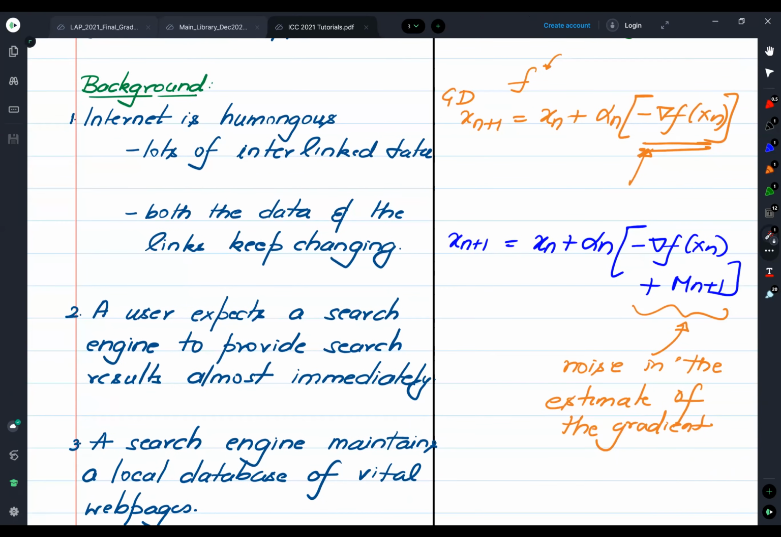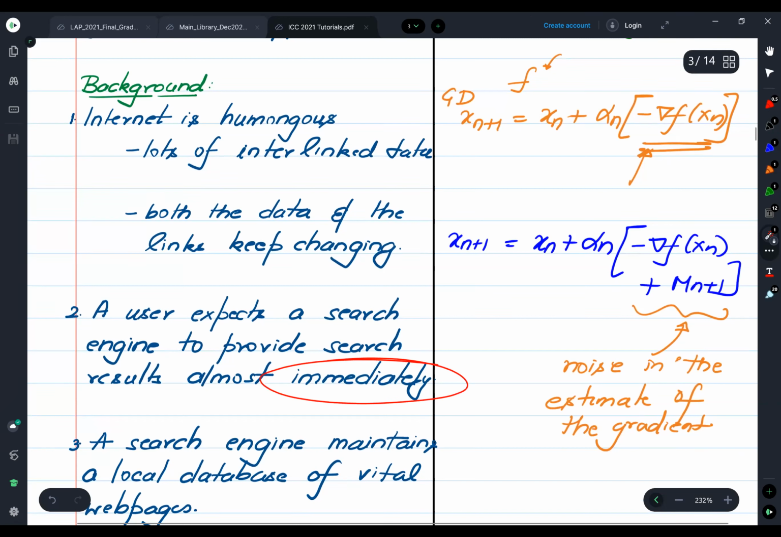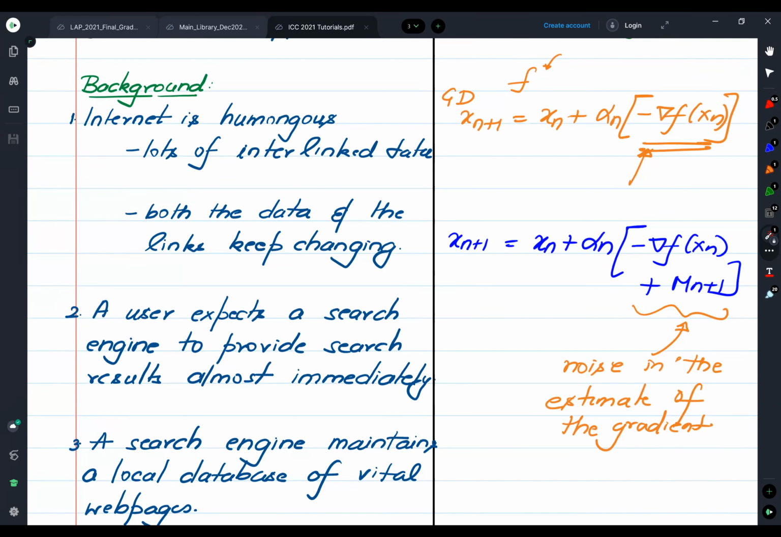Nevertheless, when you as a user try to use a search engine to search some results with regards to some query that you may have, you expect the search engine to provide search results almost instantaneously, right? You don't say, okay, the internet is humongous, so I'm fine if the search engine takes a few hours and provides me the results. You don't say like that. You expect that whenever you put in the query, the search engine should give the answer almost immediately, right?